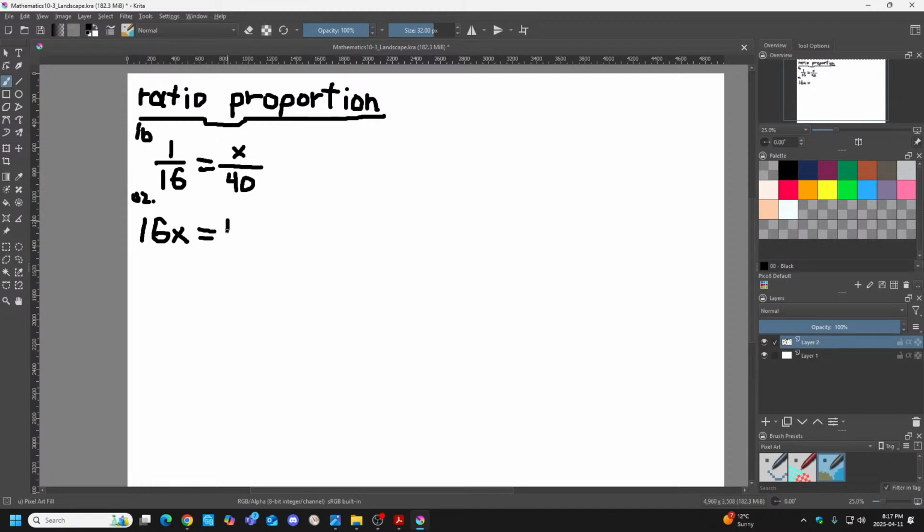Okay, so I can write it out if you guys like. I'm using a dot. That means multiply. Okay, so now we have everything in line. 16x equals 40 times 1. Well, we know that anything times 1 is the same value, right? So now we need to get rid of this 16.